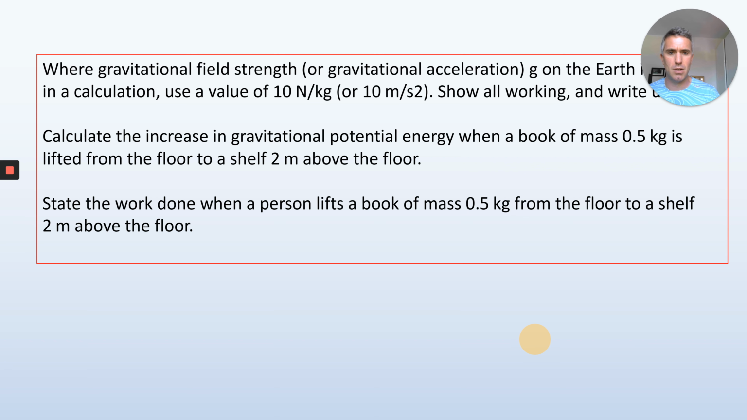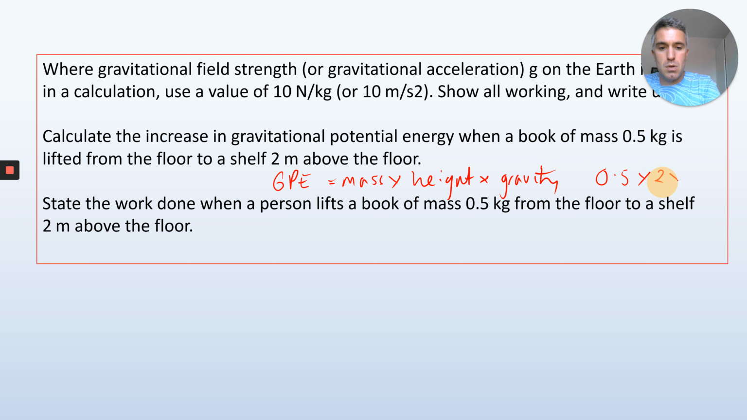Okay, so let's do an example of a question. Where gravitational field strength or gravitational acceleration on Earth is used in a calculation, the value of 10 should be used. Show your working and write the units. Calculate the increase in gravitational potential energy when a book of mass 0.5 kilos is lifted from the floor to a shelf 2 meters above. So gravitational potential energy, GPE, is equal to mass times height times gravitational field strength. So 0.5 times 2 times 10.